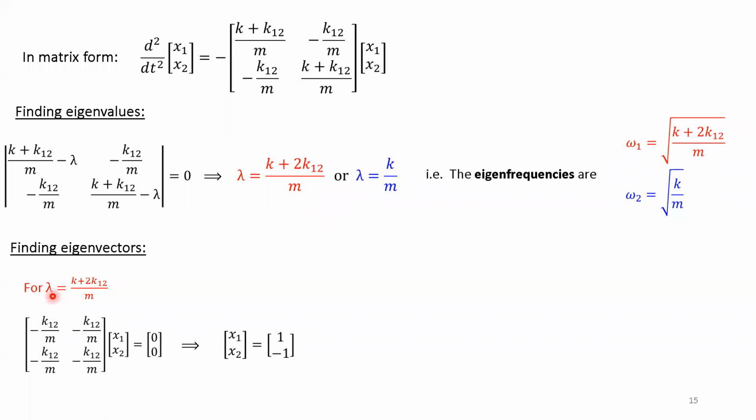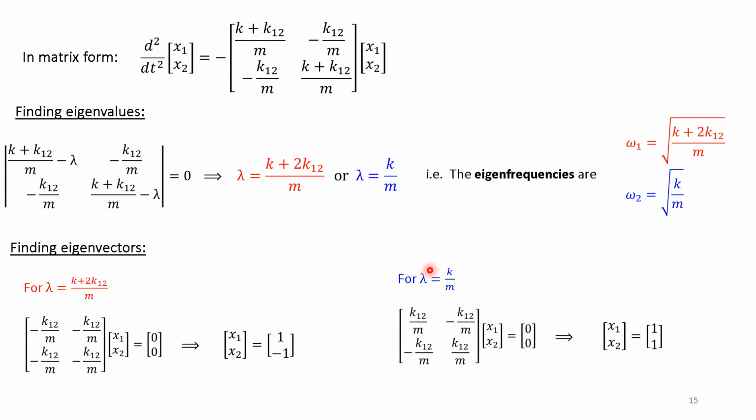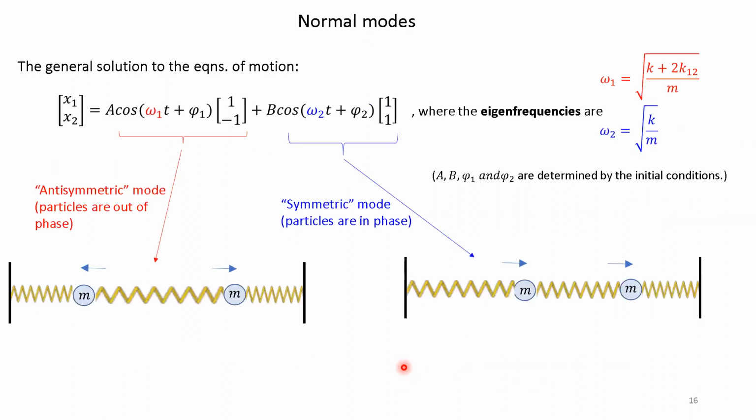So the first eigenvector is over here, corresponding to this eigenvalue, and then the second one, you have another eigenvector. This is 1, 1. So 1 minus 1 and 1, 1. Then I have the eigenfrequencies, eigenvalues, and eigenvectors, so I can immediately write down the general solutions.